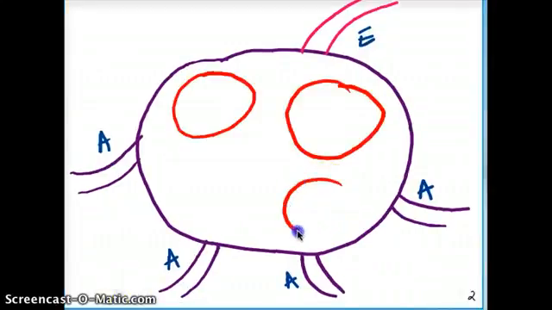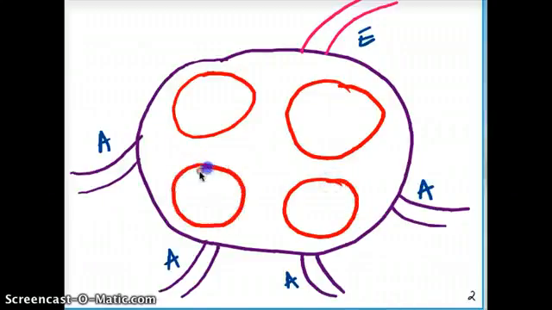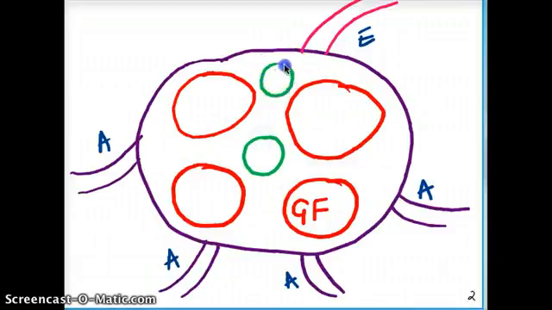Now inside the lymph nodes, we have something called the germinal follicles. So let's call this germinal follicles. Germinal follicles is where B cells proliferate. Now these are not the only structures that's present in a lymph node. There are other structures in between these germinal follicles, okay?